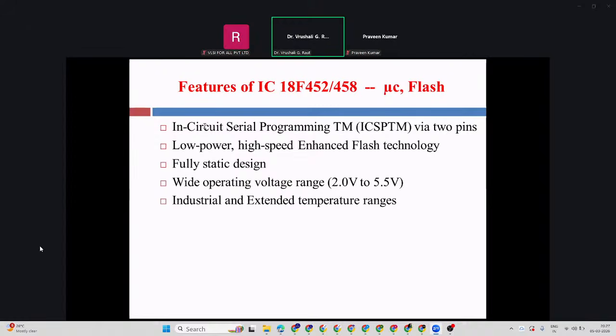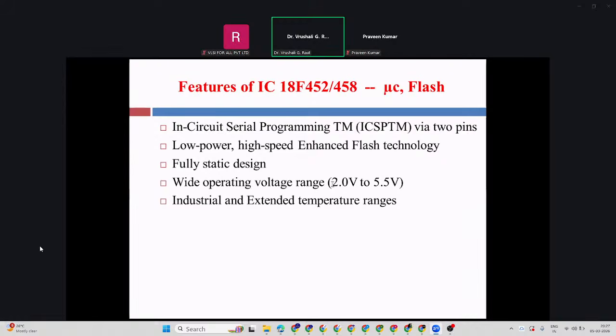Similarly, in-circuit serial programming is possible. What type of in-circuit serial programming? When the microcontroller is in circuit, at that time you can think of programming it via two pins. Such two pins are given, and you can get it programmed. No need to take out the chip and put it on a programming board. You can program it when it is in circuit. Low power, high speed, enhanced flash technology, flash memory is there, and it is low power as well as high speed. Fully static design, wide operating voltage range.